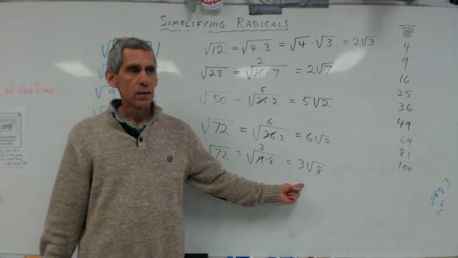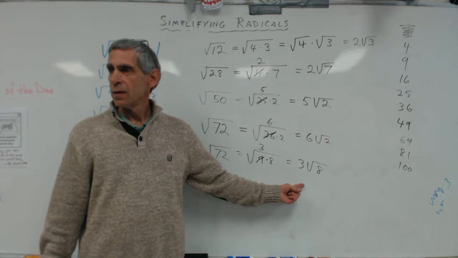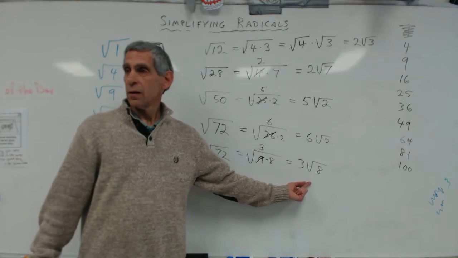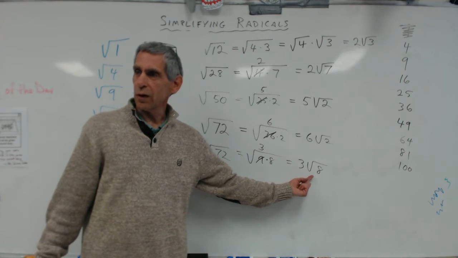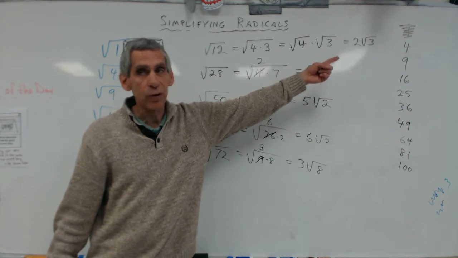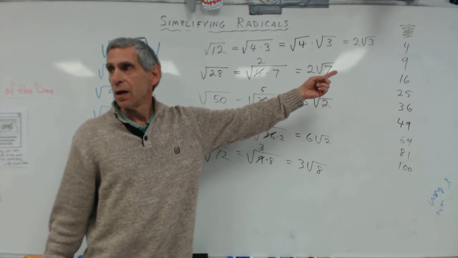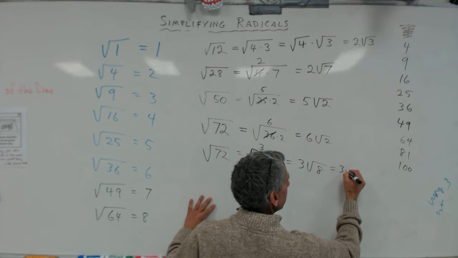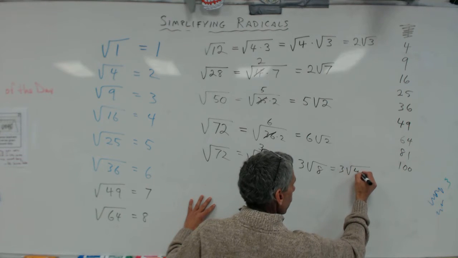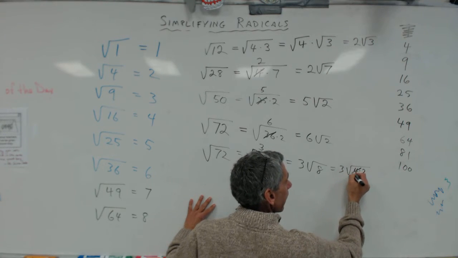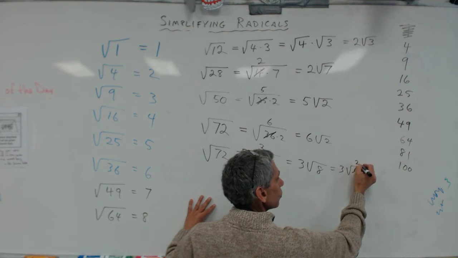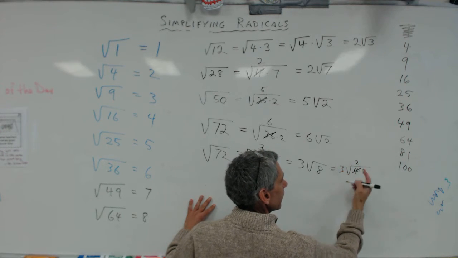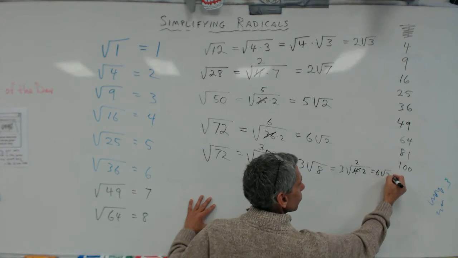Wait, never mind. You can simplify. It still has one more. Does the square root of 8 still have a perfect square in it? Yes, it has a 4. Okay, so I can keep going. I can say 3 square root of 4 times 2. The square root of 4 is 2. Now it's 2 times 3, so that's 6 square root of 2.